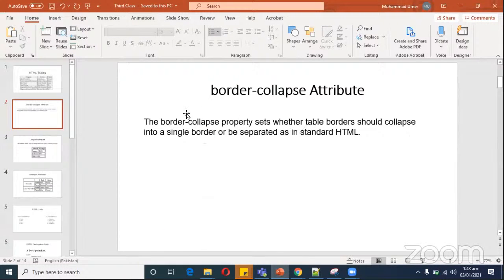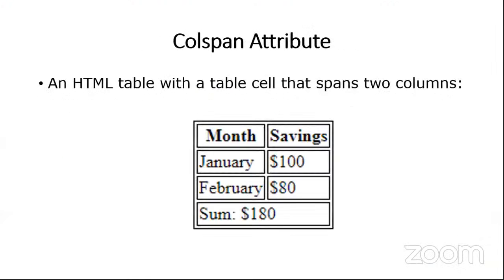Back to the slide. Okay, so we just saw the use of the border class attribute, and then just move on to the colspan attribute. Colspan, what is the use of the colspan attribute? An HTML table with a table cell that spans two columns. As you can see, in each row there are two cells, two columns, but in the last row there is only one column. So how may we create this sort of table?